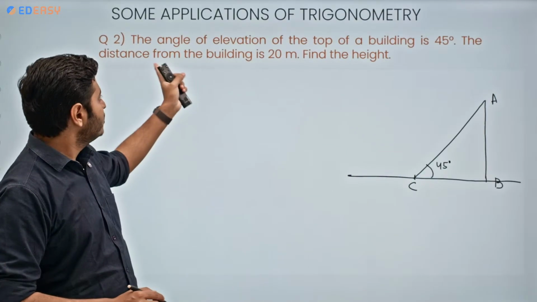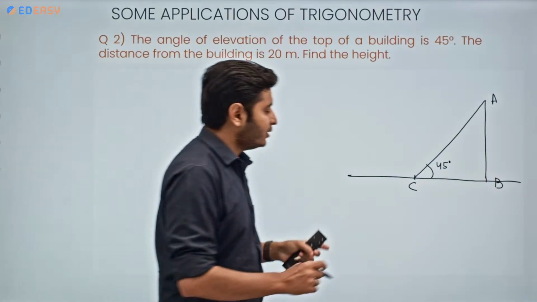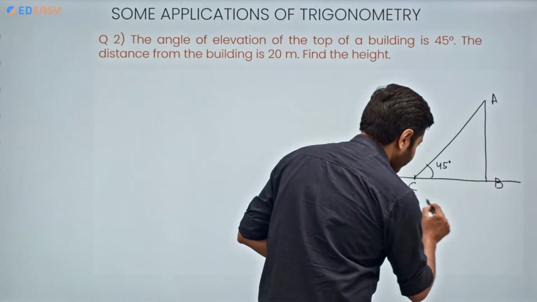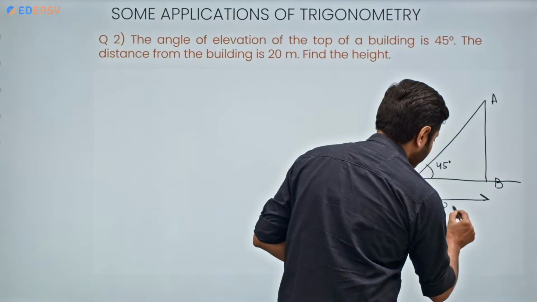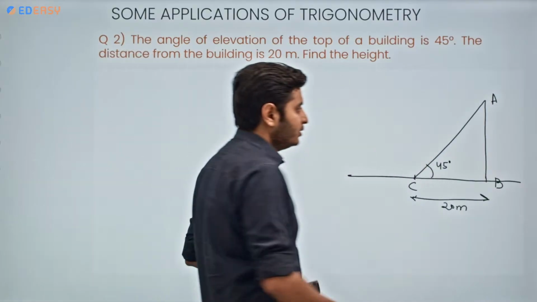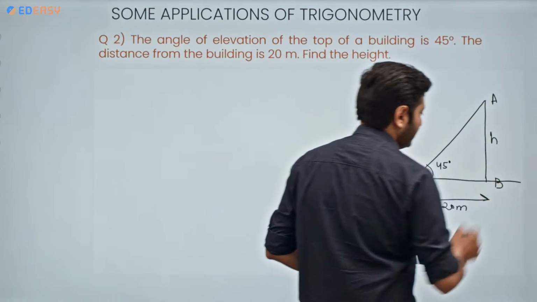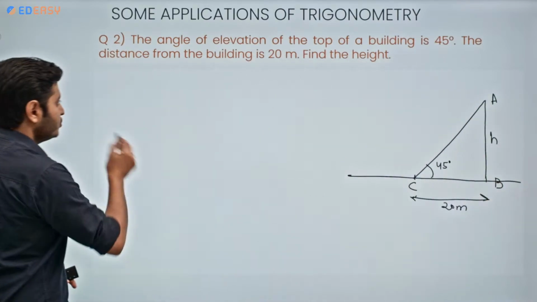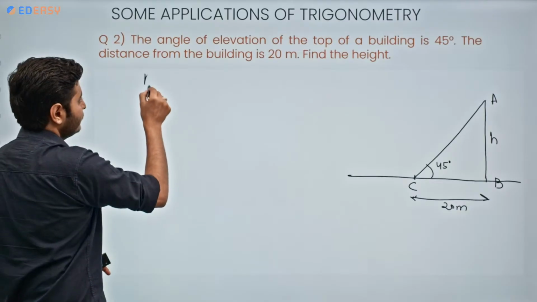Now, the distance from the building is 20 meter. So it means B and C are 20 meters apart. We need to find the height again. So I can consider the value of AB to be h. So you are going to write everything.